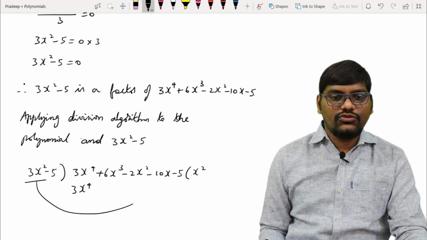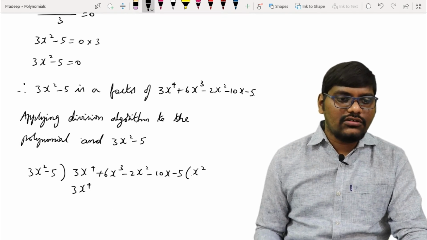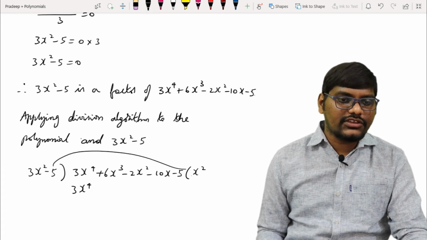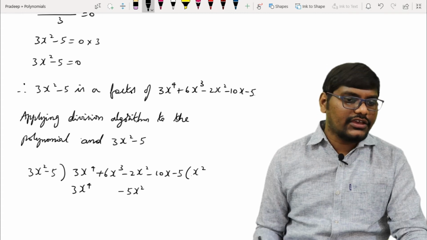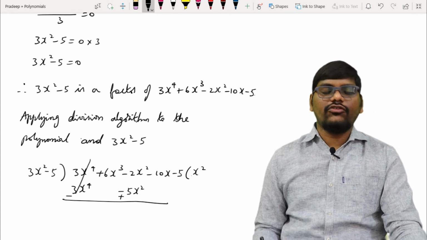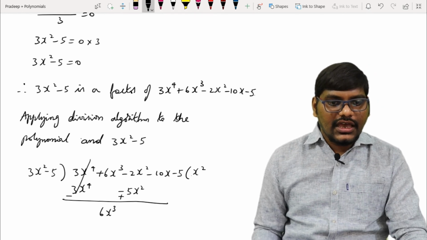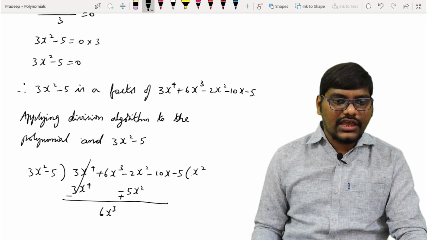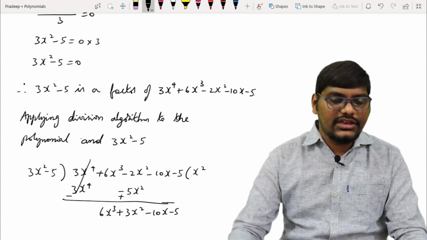3x square into x square is how much? That is 3x power 4, right? So now this 5 also will multiply with x square, so 5 into x square, that will be getting as minus 5x square. So we'll change the sign, so this is negative and this is positive. These both can be cancelled. 3x power 4 minus 3x power 4 can be cancelled. Remaining is 6x power 3, and this is becoming plus 5 and minus 2, so this is plus 3x square, and this is minus 10x minus 5 is the remaining terms.